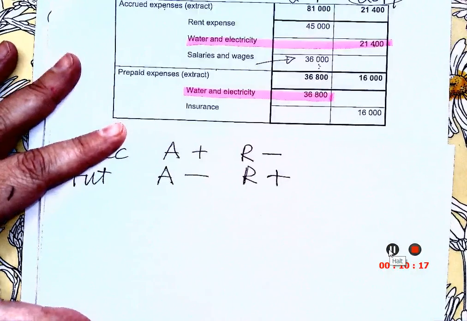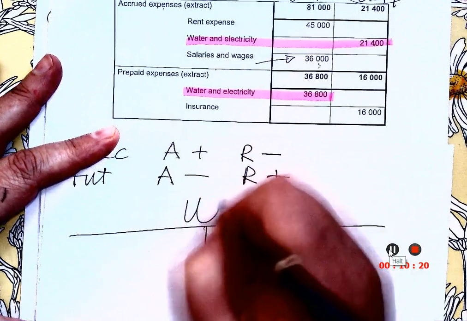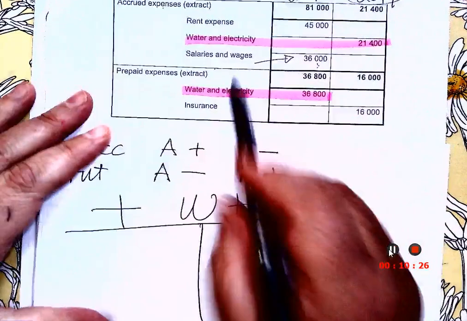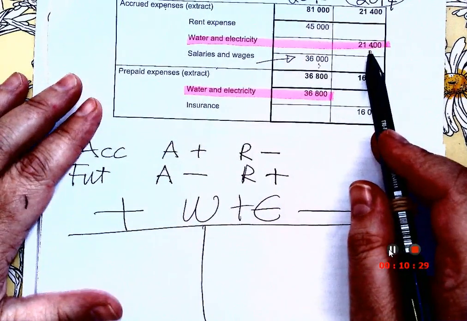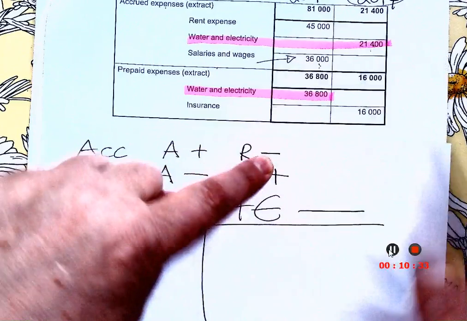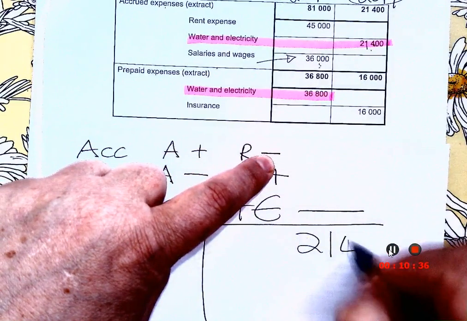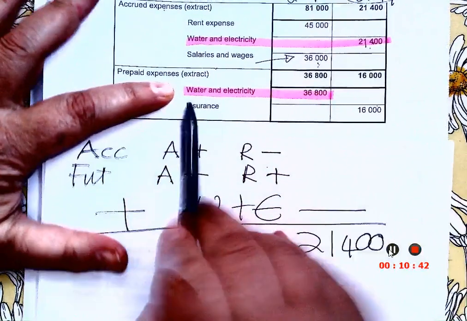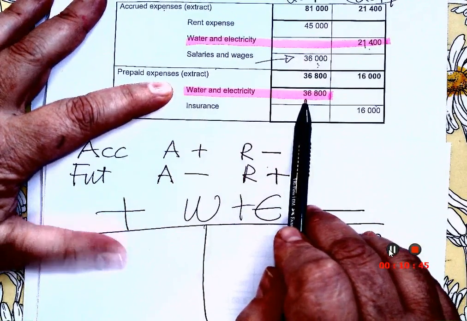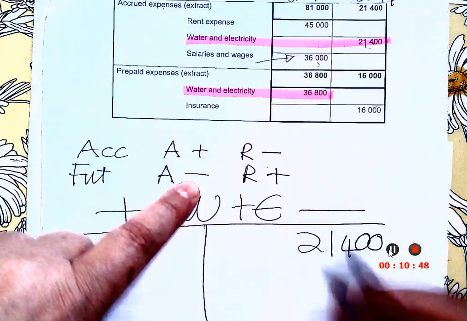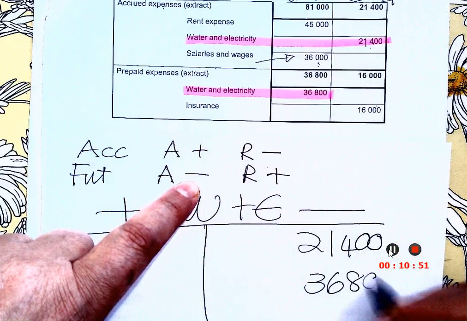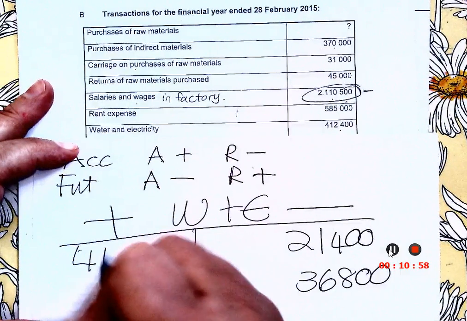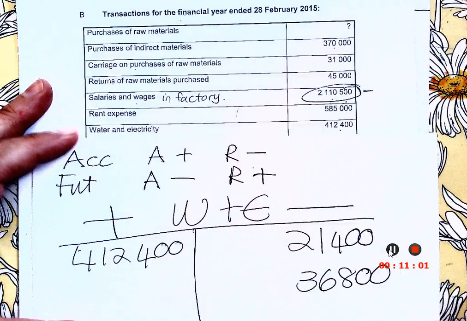So, let's quickly look. Here's my T for water and electricity. Just follow your rules. Plus, minus. So what's the rule? I've got water and electricity from last year accrued. So this is a reversal. So I'm going to write this on the credit side. Then, water and electricity this year prepaid. Future also a minus. Then I'm going to look: what is my water and electricity at this stage? 412,400.